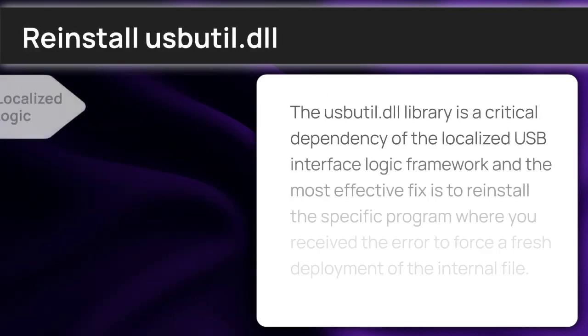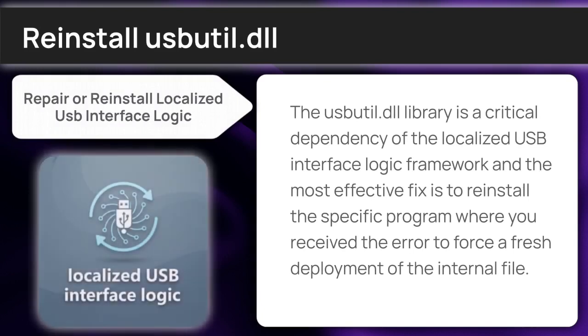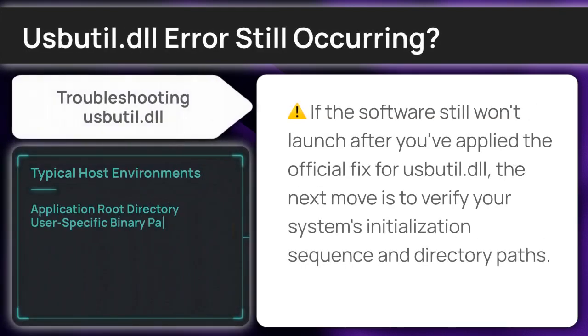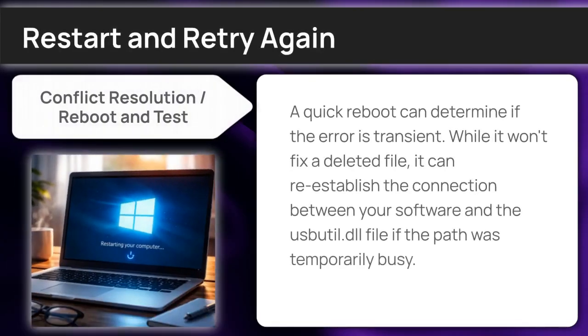The USB Utility Library DLL library is a critical dependency of the Localized USB interface logic framework, and the most effective fix is to reinstall the specific program where you receive the error to force a fresh deployment of the internal file. Persistence of this error after a clean reinstall suggests that the issue may reside within the current user session's initialization. Performing a restart can determine if the error is just a transient environment glitch. A reboot refreshes your system's path variables and can sometimes reestablish a broken link to the USB Utility Library file.